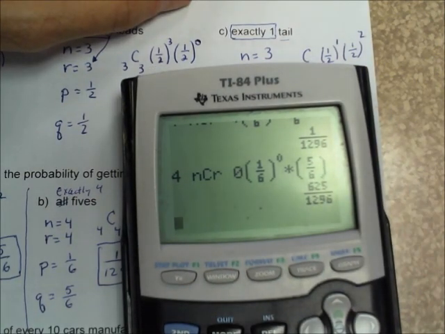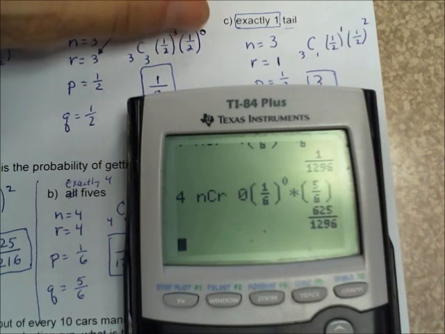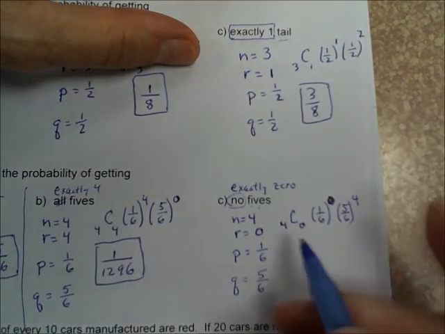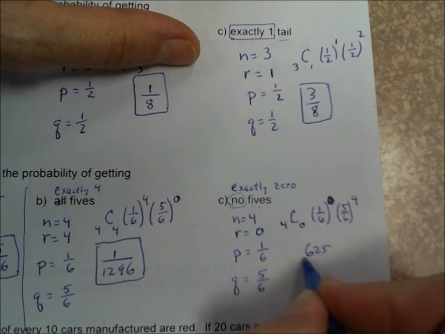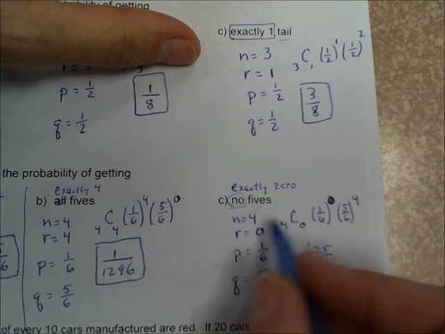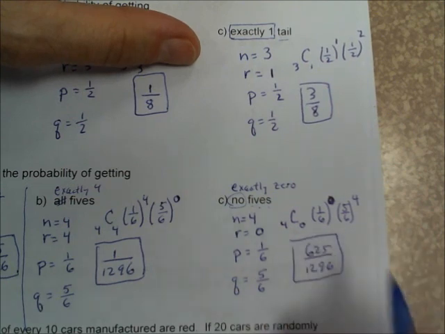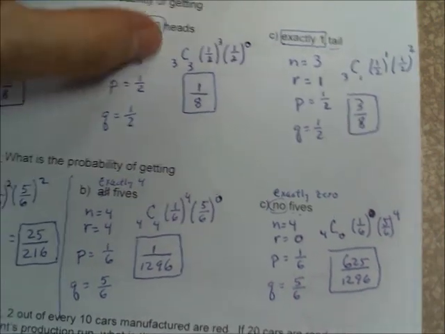And the probability that we won't get any 5s on our 4 rolls of a dice is 625 over 1296. So there's a better possibility that we won't get any 5s at all versus getting all 4 of them being 5s, which hopefully makes sense to you logically.